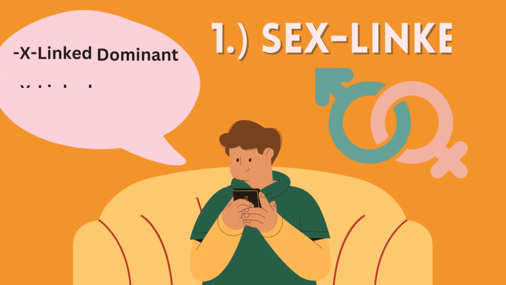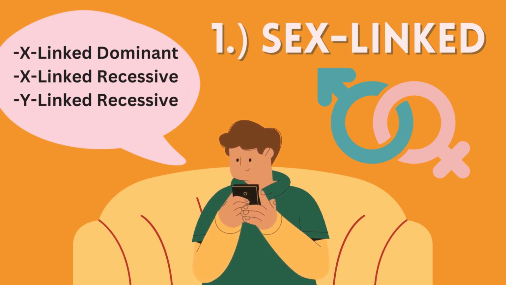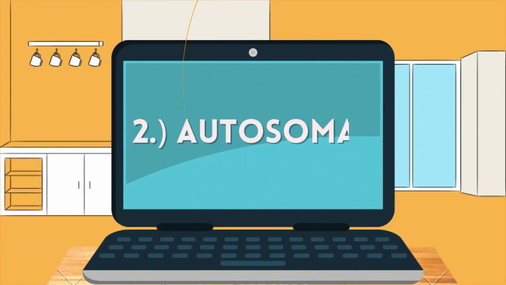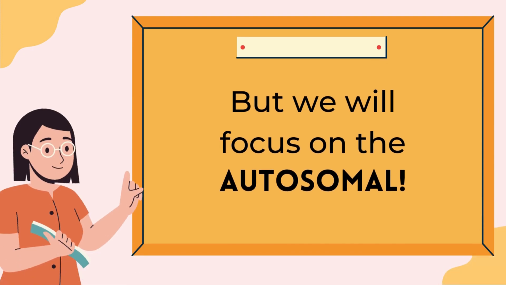The first type is the sex-linked. Under sex-linked are X-linked dominant, X-linked recessive, and Y-linked recessive. And the second type is the autosomal. Autosomal means the gene is located on any chromosome other than the X or Y chromosomes, which are the sex chromosomes. But we'll focus on the autosomal.